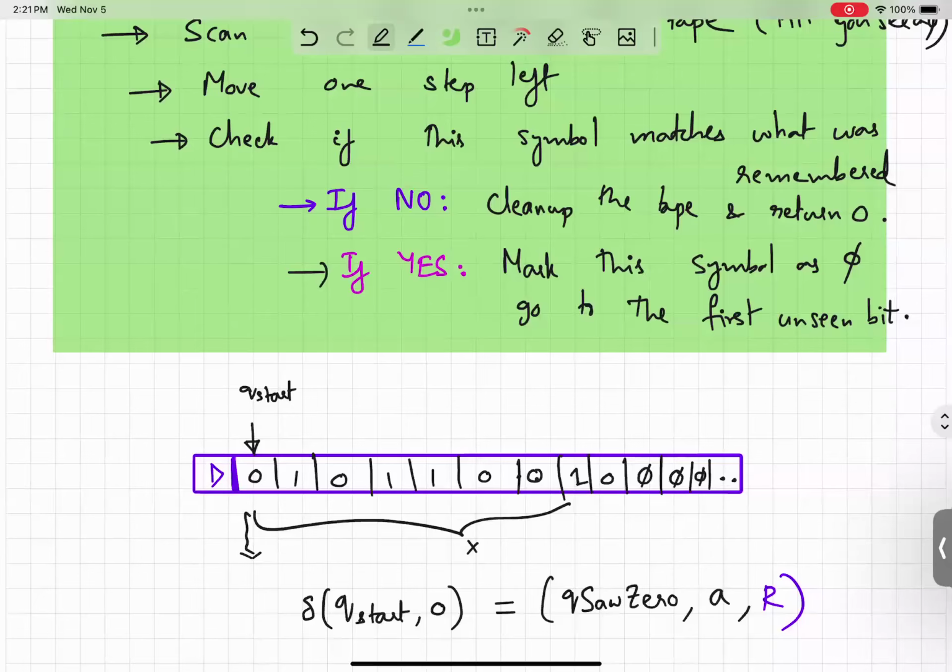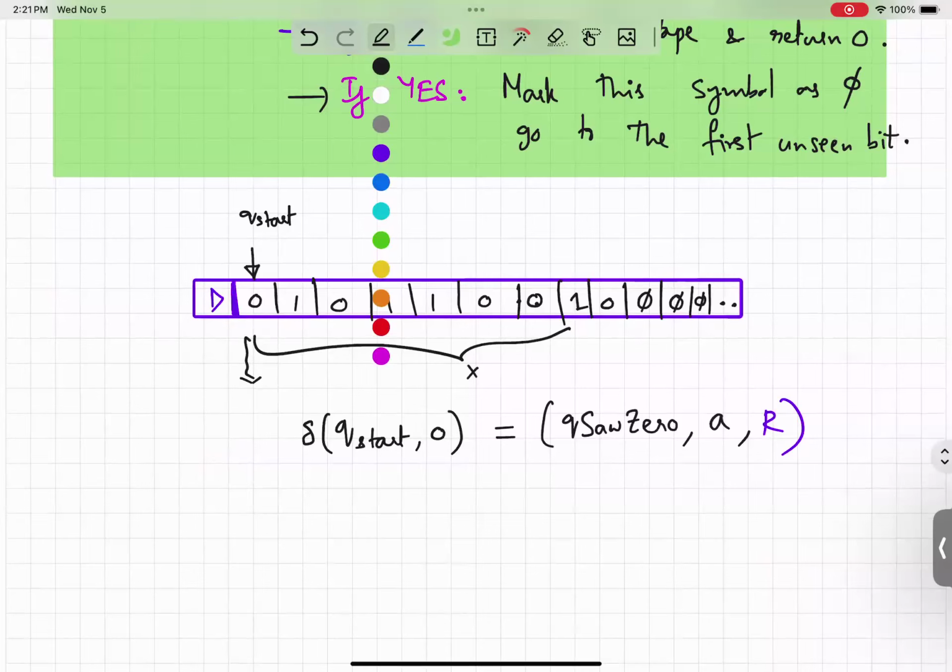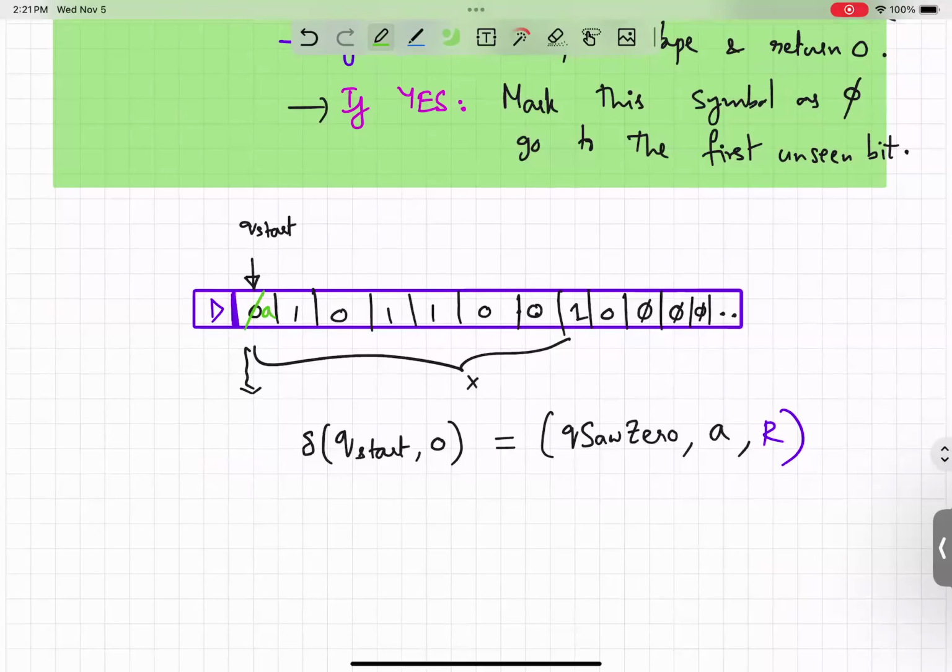And how do you know you reached the first unseen symbol? How do you recognize that? So let's say at some point this has become A, this has been erased, this has been marked as A, this has been erased, and you are here. Now the instruction says go back to the first unseen symbol. How do you know you reached it? Exactly. Keep going left until you see an A. Once you see an A, take one step to the right.